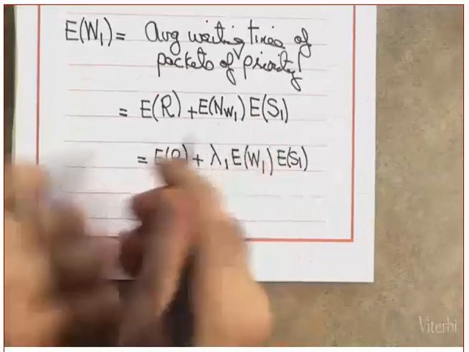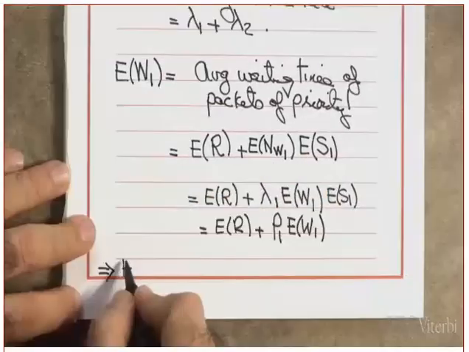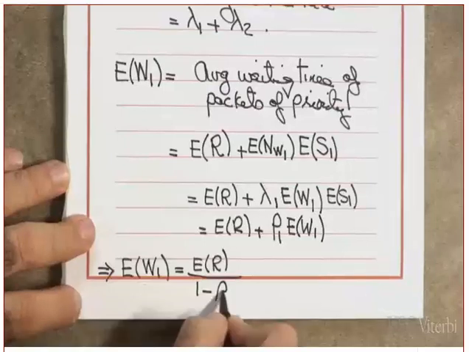What is E of M? Now let me repeat it one more time. E of M. M is the average number of packets of higher priority arriving while the lower priority packet is waiting. Waiting where? Waiting in the lower priority queue. Clear? It's lambda 1 E of W2 times E of S1.